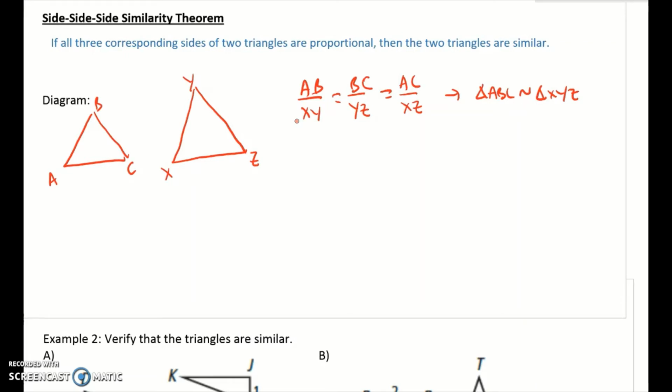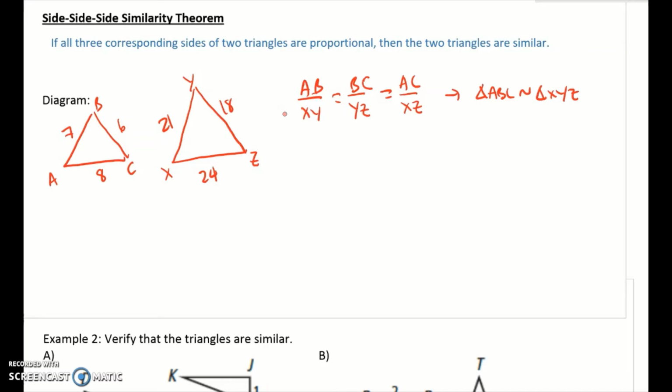And to make this really clear, you can see some numbers. So for example, if AB is 7, BC is 6, and AC is 8, and XY is, let's say, 21, YZ is 18, and XZ is 24. If I plug those into these three fractions, I would get the ratio of 1 to 3, right? And then I'd get 1 to 3, 1 to 3, 1 to 3 for all three of them. And that's how side-side-side works.